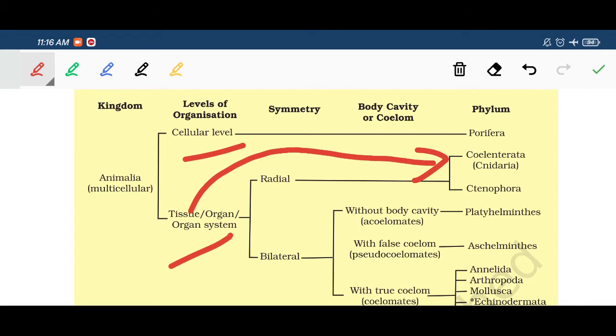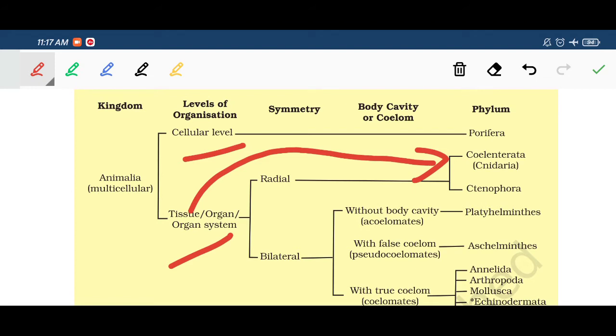Then coming to the first phylum, Platyhelminthes, which is acoelomate and bilaterally symmetrical. If you remember the difference, radial symmetry means any plane passing through the center of the axis can divide the body into two halves, and bilateral symmetry means only one plane passing through the center of the axis can divide the organism into two parts. Here, any number of planes in radial symmetry, but in bilateral symmetry only one plane.